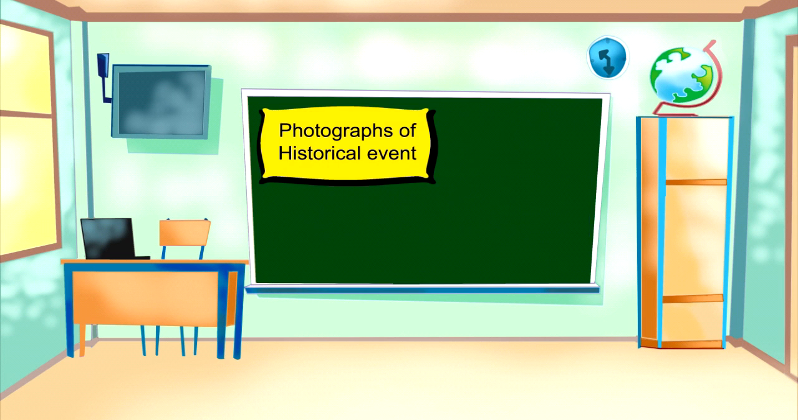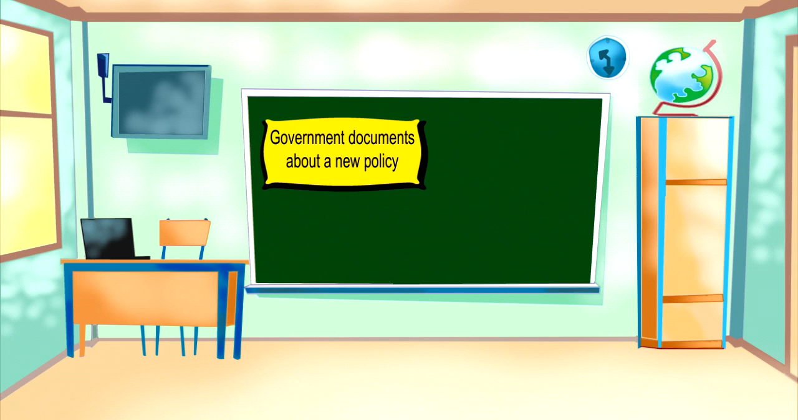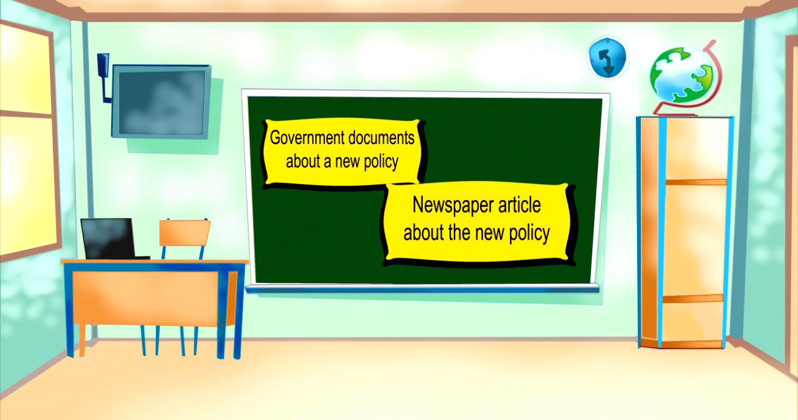If you have photographs of historical event as primary source, your secondary source should be documentary about the historical event. If you have government documents about a new policy as primary source, your secondary source should be newspaper article about the new policy.